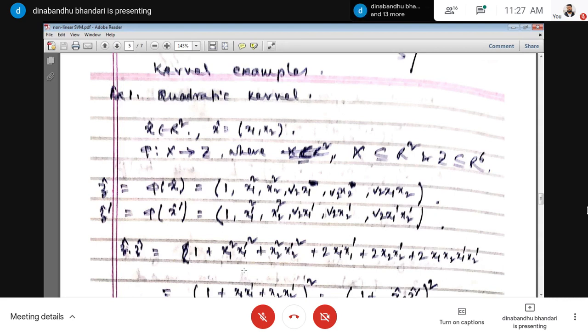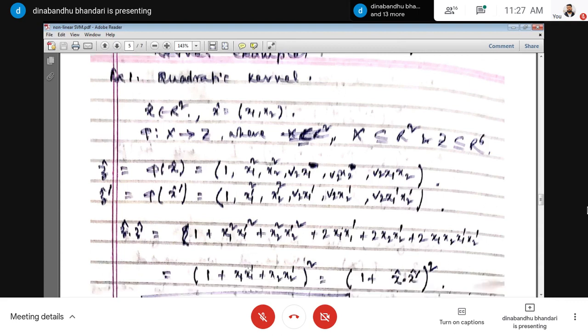Now, what is this? This is nothing but 1 plus x1, x1 dash plus x2, x2 dash, whole square, right? Now you see, what are these two terms? That is nothing but x dot x dash, right? So this is equal to 1 plus x dot x dash, whole square.